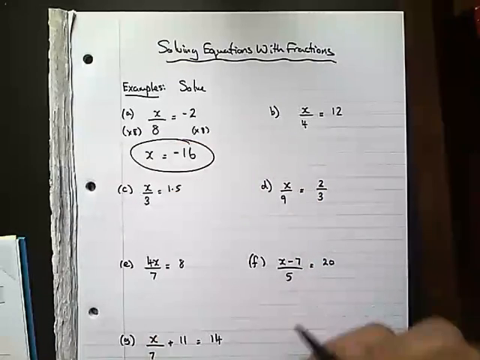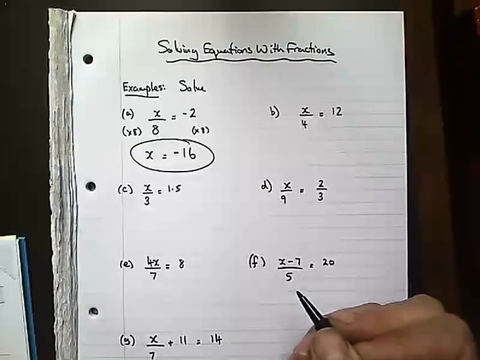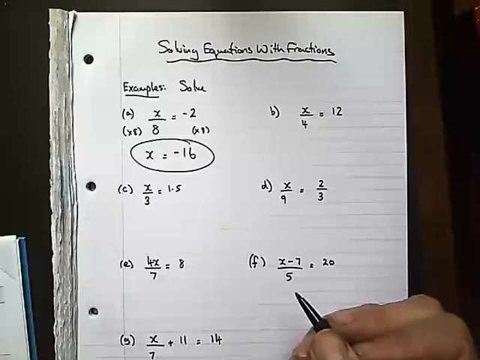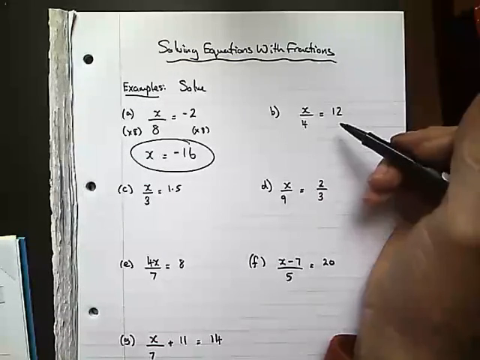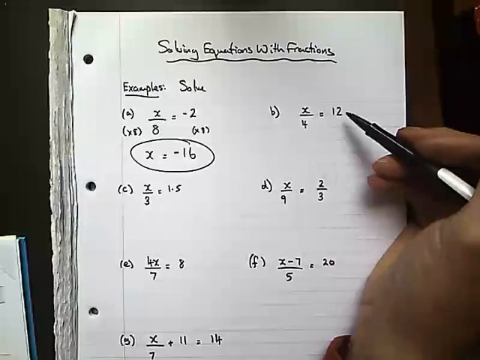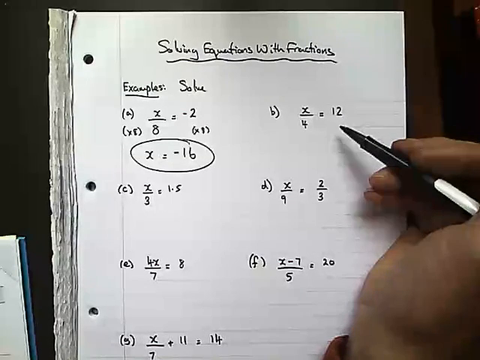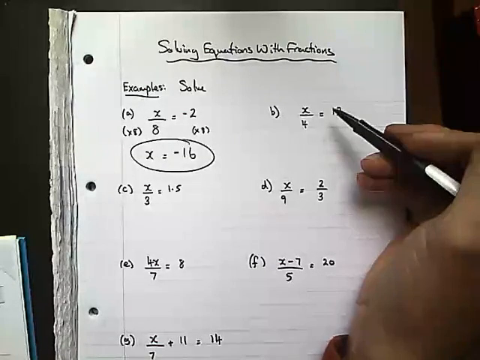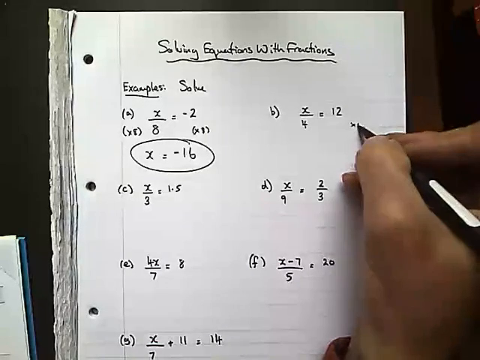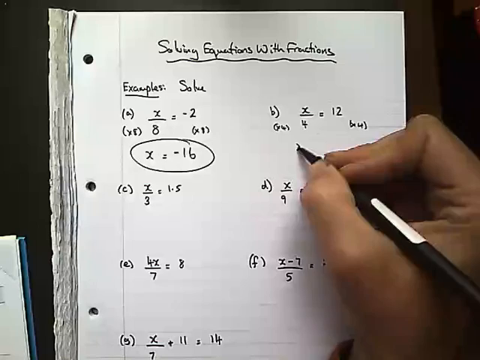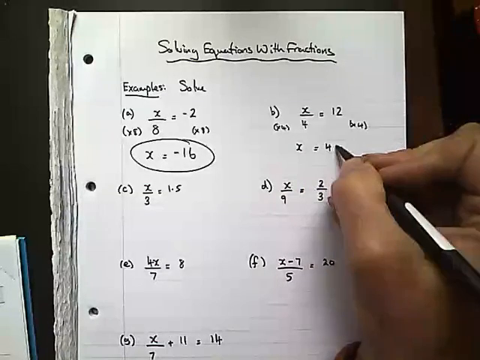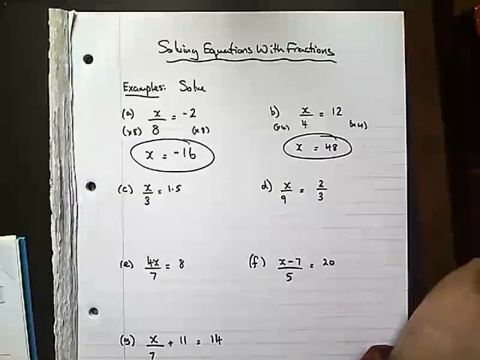Okay, so when it's nice and simple like this, all we need to do is undo what's going on with the divide. So looking at the second example, I've got x divided by 4 equals 12. Well, to get back to what x was, I just need to times by 4. So I times by 4 on both sides. And I get left with x, and I get x equals 48. Okay, so nice and straightforward here.